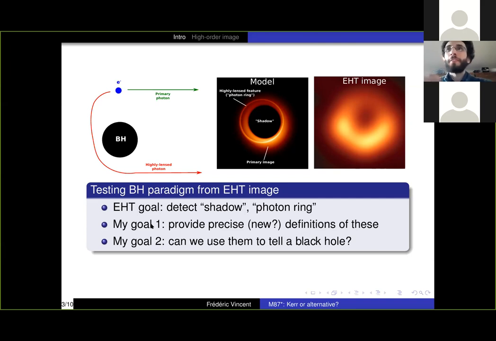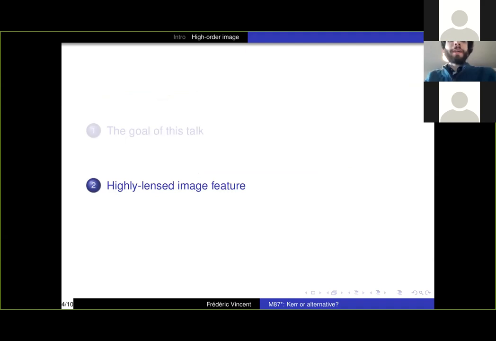The second goal, which unfortunately I will not be able to cover, but I will give the reference to the paper if you are interested, is that based on this definition of this highly lensed feature, we try to use this to discuss the question, can we say something about the nature of this object? And what if the object at the center of M87 is not a black hole, but some other kind of compact object? Okay, so the goal of the talk is really to try to define properly this highly lensed feature, this thin ring of light in the black hole image.